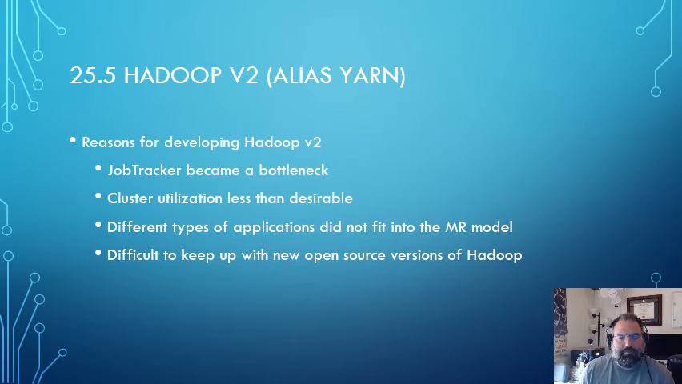So, reasons for developing with Hadoop version 2. In version 1, the job tracker became a bottleneck. The cluster utilization was less than desirable. There were different types of applications that didn't fit real well into the model, and it was difficult to keep up with the new open source versions of Hadoop. So version 2, and basically that's what you'd use today. I don't even know that anybody runs version 1.